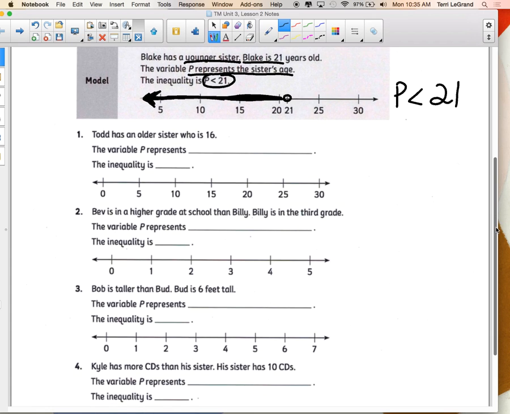So now we have Todd, who has an older sister who is 16. So this time it's the sister's age that we know. Older sister is 16. So what does that mean for Todd? That means Todd is younger in this situation. The sister is the older one. We know her age is 16. So that 16 ends up being our endpoint, the number part of our inequality.